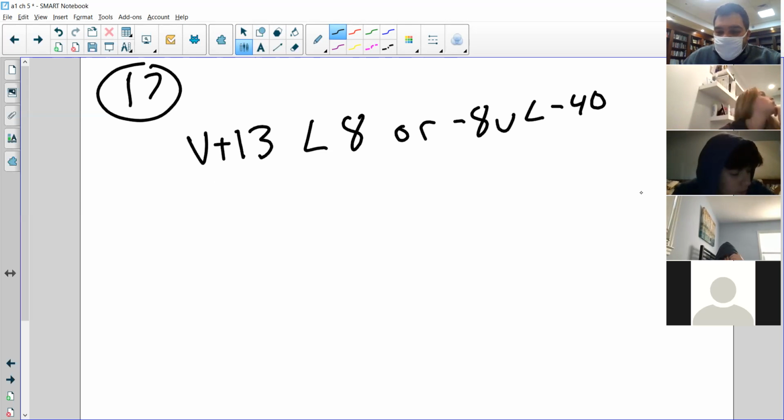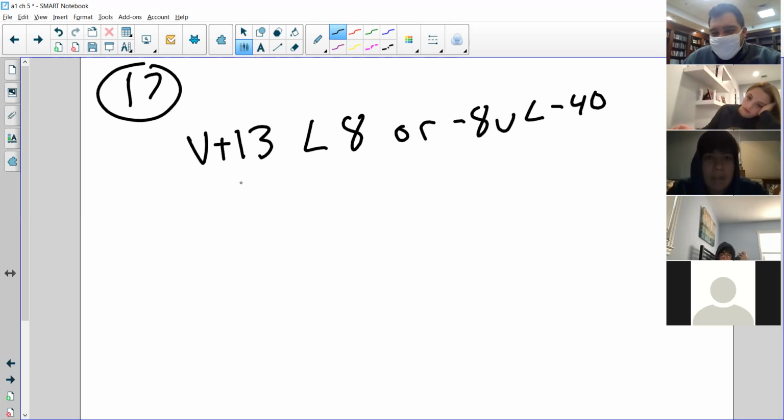So m is less than negative... So v plus 13 is less than 8. Why do you mute me? I don't even know anymore. Is that a V after the -8 on the right? Yeah, they're both v's. Okay. And the question is v. If you wrote an x, that's okay.